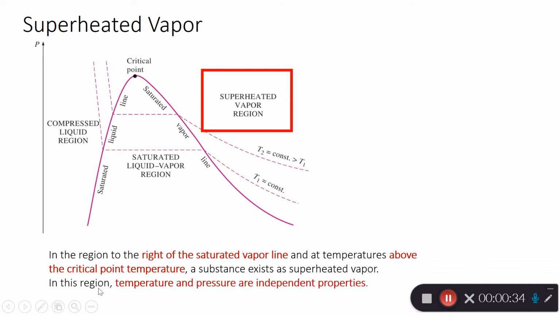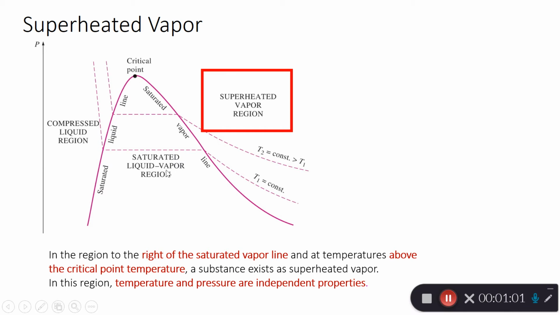And in this region, temperature and pressure are independent properties. Compare that to the saturated phase, where when you have a certain T, the P is always P sat. And when you have a certain pressure, the temperature is always T sat. You can just look at tables A4 and A5 and immediately get the other property when you have one property.